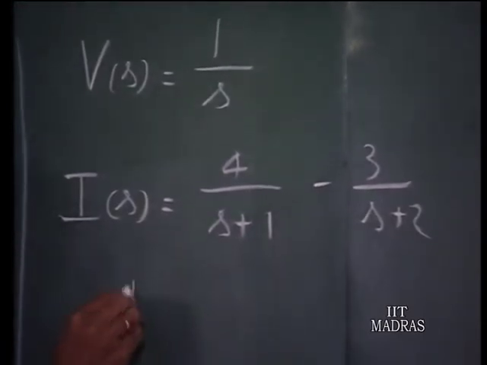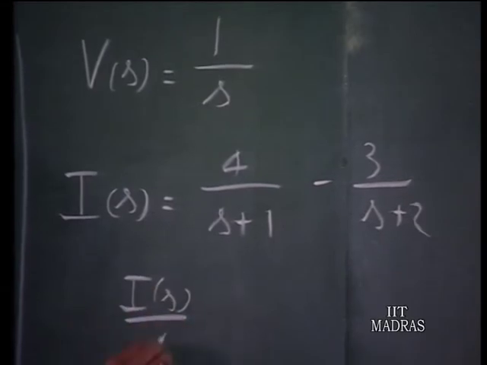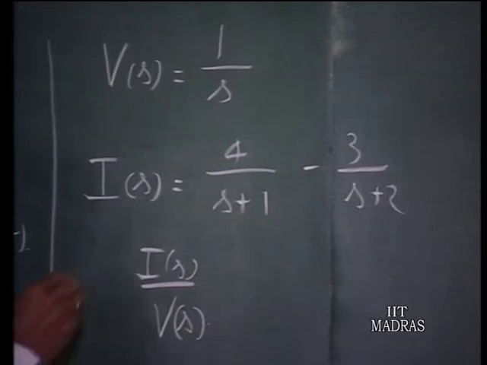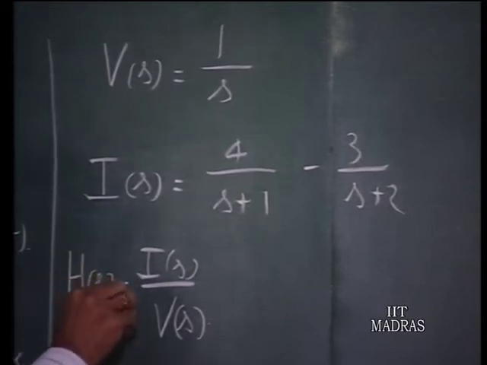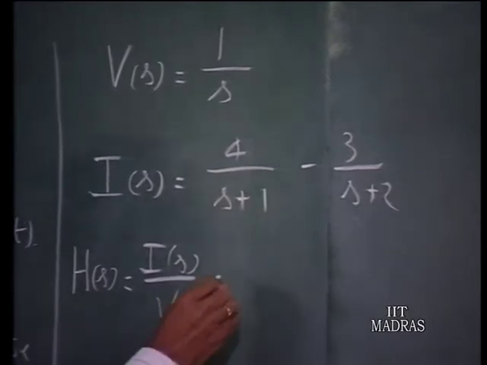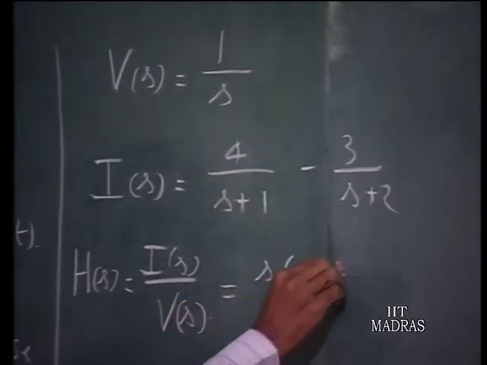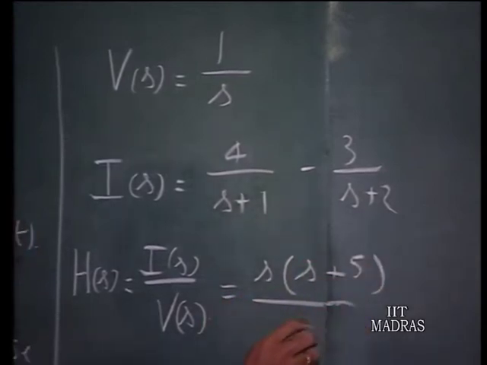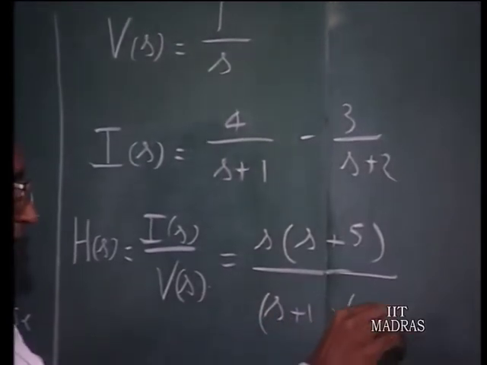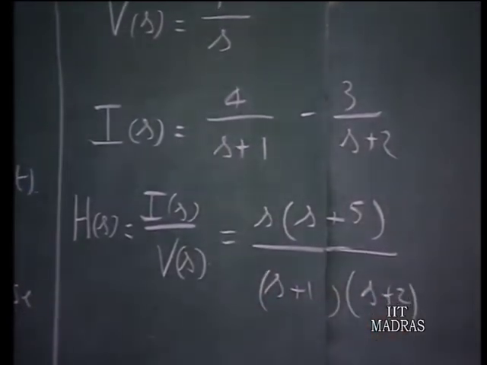Therefore I(s) over V(s) is the system function H(s). You can work this out and show that this is equal to s times s plus 5 divided by s plus 1 times s plus 2. You can show that this is the system function H(s). So that is the answer to B, which we have already obtained.